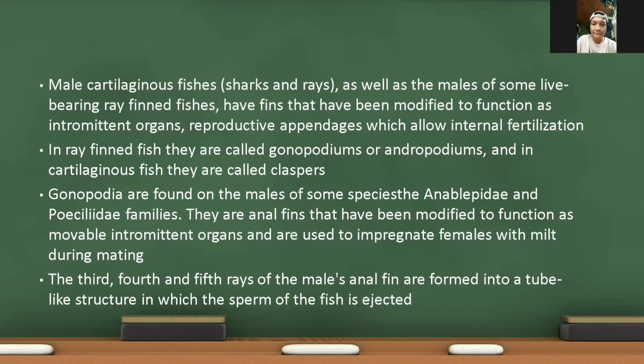They are anal fins that have been modified to function as movable intromittent organs and are used to impregnate the female with milt during mating. So dito sa gonopodia guys, pwede nilang igalaw yung extended organ nila or intromittent organ para mabuntis nila yung kamate nila.